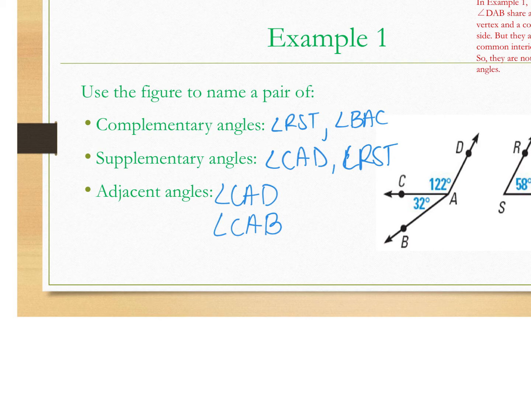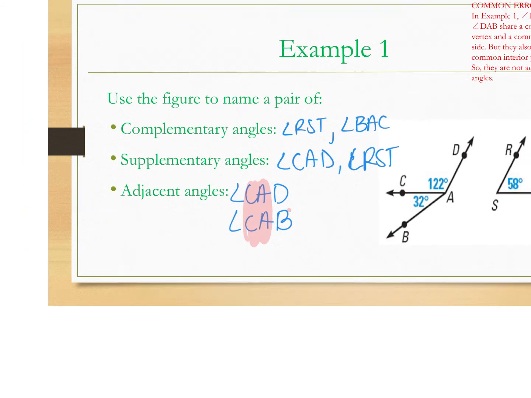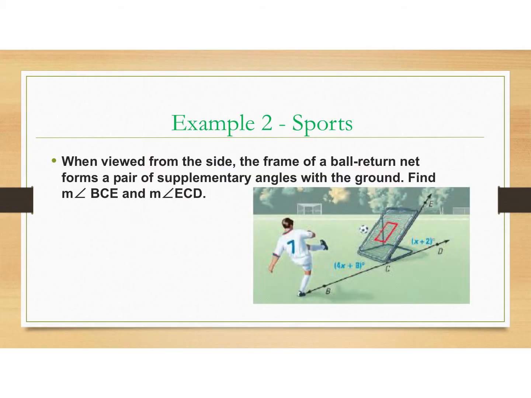Okay. I like to call them neighbors, right? Guys, neighbors will share almost everything except for one letter. Do you see how they share CA? The only letter that's different is the D and the B. Okay? Adjacent angles will always share two letters, but have a third letter that's different. Okay, let's check out the next one.